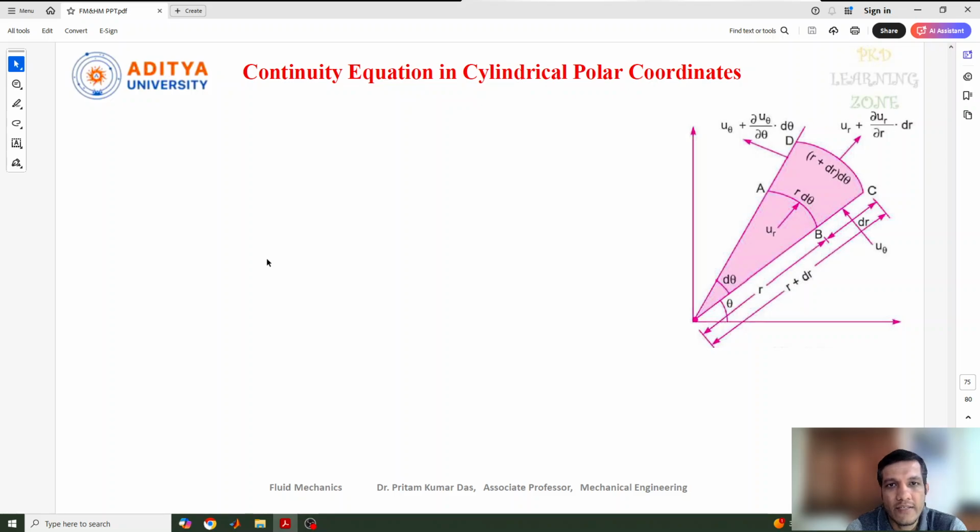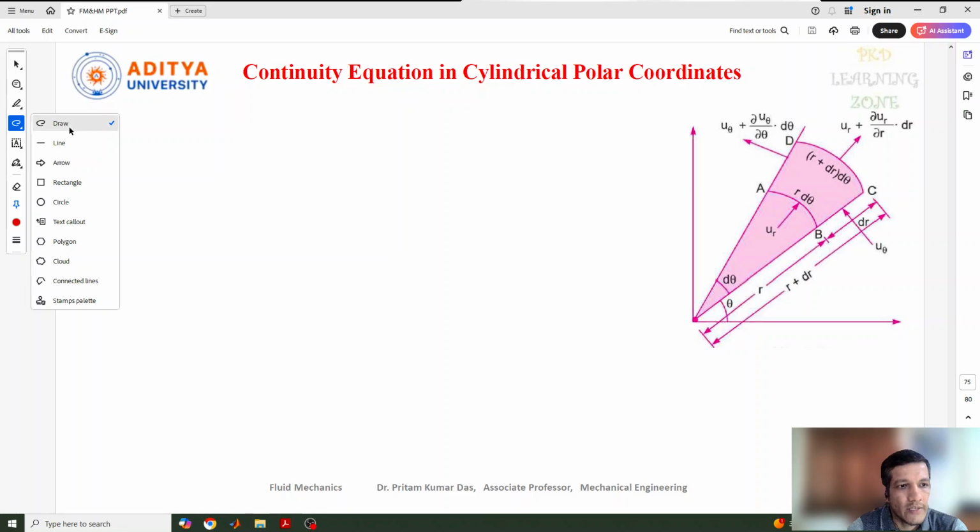In this lecture, we'll discuss the continuity equation in cylindrical polar coordinates. In our previous lecture, we have already discussed the continuity equation for the Cartesian coordinate system. So in this lecture, we'll derive the equation for cylindrical polar coordinates.